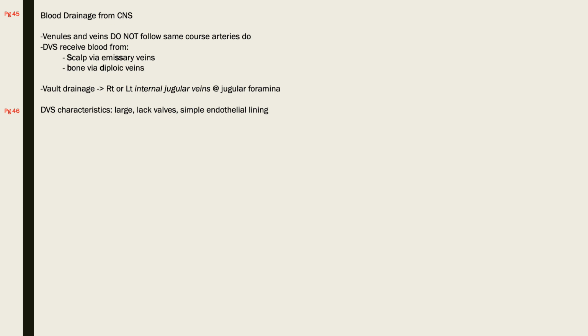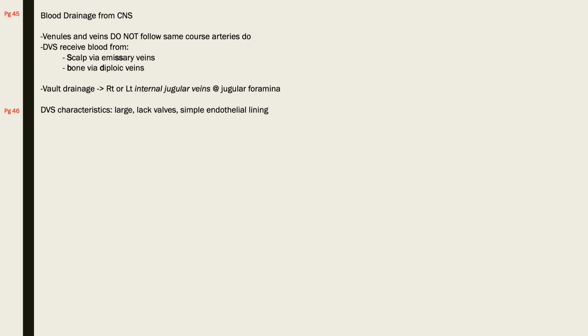I've got written up on the slide there, DVS is going to be dural venous sinus. I'm not going to keep typing it out. They receive blood from the scalp via emissary veins and from the bone via diploic veins. So make sure you know the specifics of these.